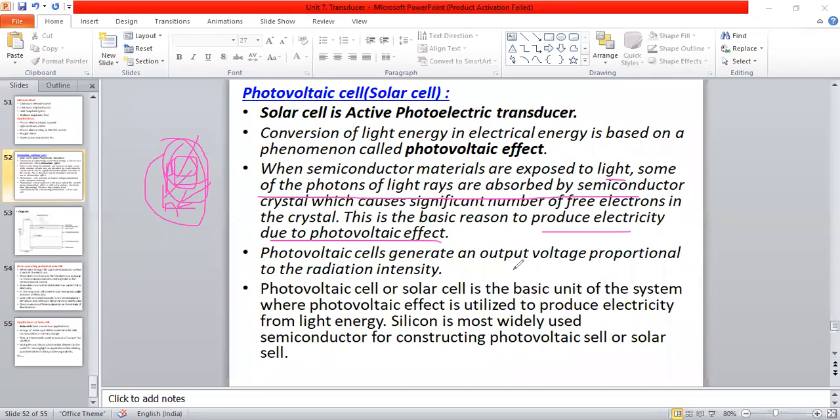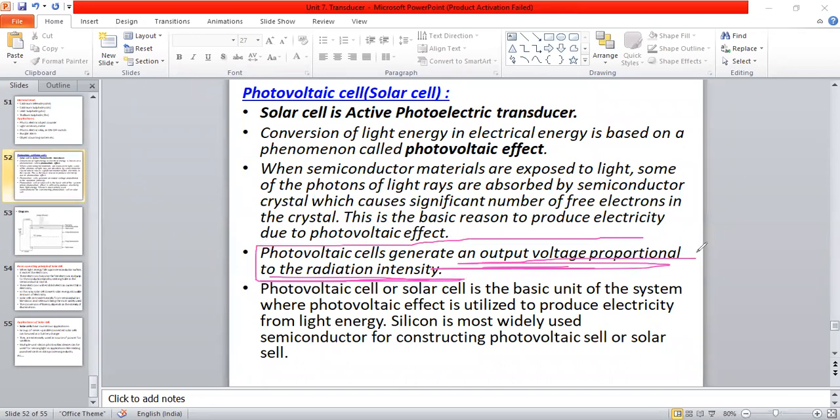Photovoltaic cells generate an output voltage proportional to the radiation intensity. Nowadays solar installation has almost started in everyone's house, on the rooftop. Actually, the major use is for water heating purposes, and fewer people use it for generation. But in many industries, and even our college, the rooftop is completely solar paneled. We have installed solar panels there for generation.